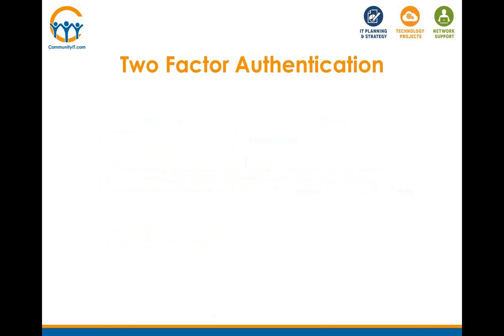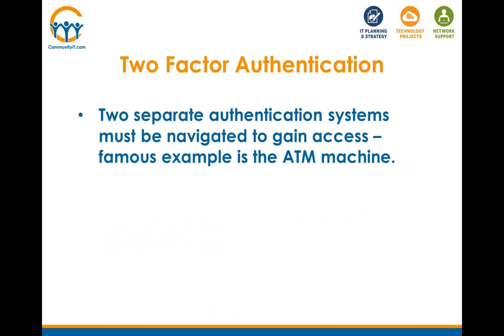Two-factor authentication is kind of coming into vogue now. The idea is that you have two separate authentication systems that must be navigated to gain access to a system or a resource. The famous example is the ATM machine. Everybody has a card, just like a credit card, that they put into the ATM machine. They also have a 4-digit PIN. Neither one by itself seems super secure.